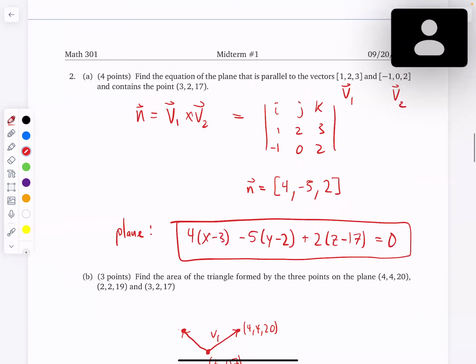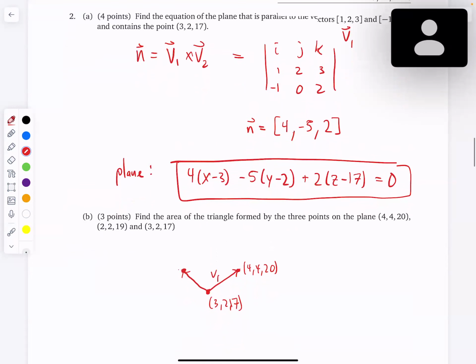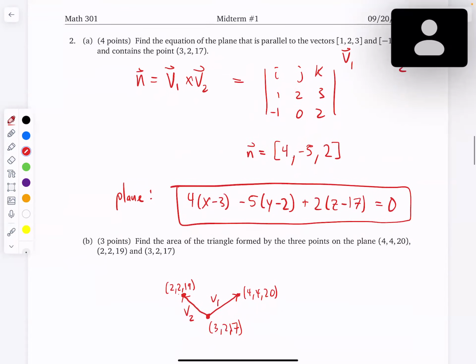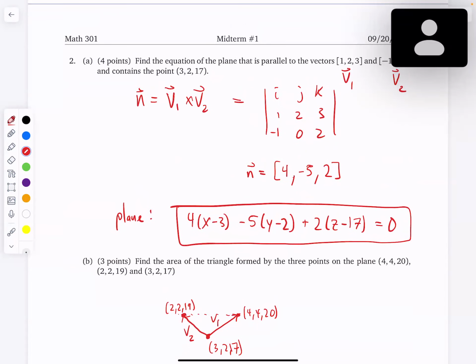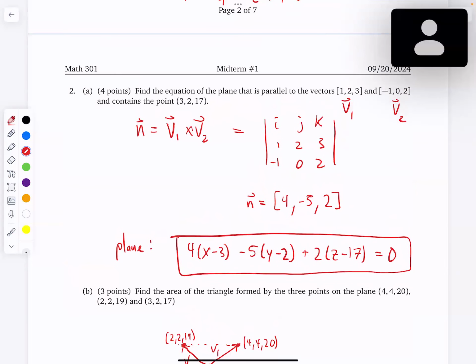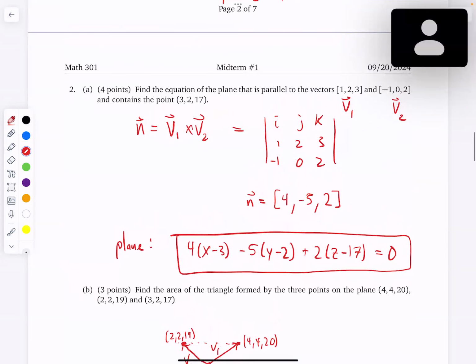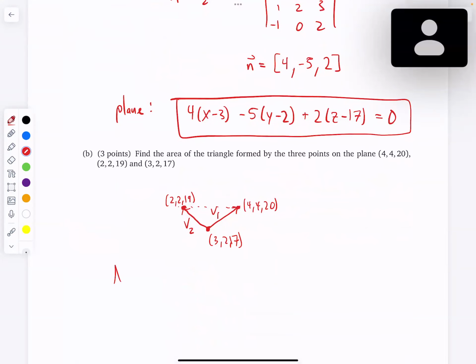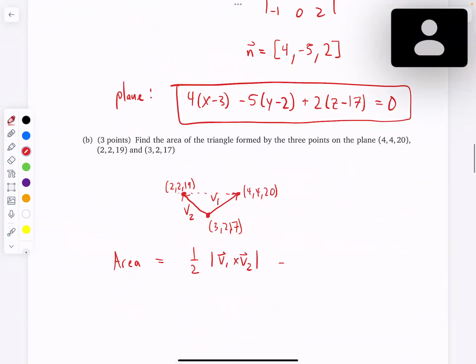So if you follow it by (-1, 0, 2), that gets you to the point (2, 2, 1, 9). So that's V2. The idea is that the area of the triangle is half the area of the parallelogram, which is the magnitude of the cross product of those two vectors. So the area is equal to 1/2 the magnitude of V1 cross V2. And we already computed V1 cross V2, so it's equal to 1/2 the magnitude of n, which we already got.